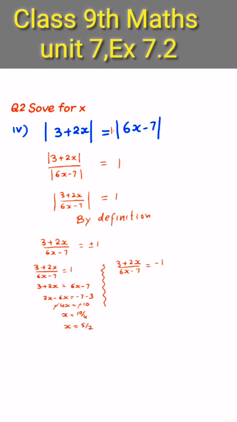Right? Yes, sir. Similarly, 3 plus 2x will be equal to minus 1 multiplied by 6x minus 7. So 3 plus 2x will be equal to minus 6x plus 7. Now combine the terms of x. We will get 2x plus 6x is equal to 7 minus 3. It will become 8x is equal to 4. So x will be equal to 4 by 8.